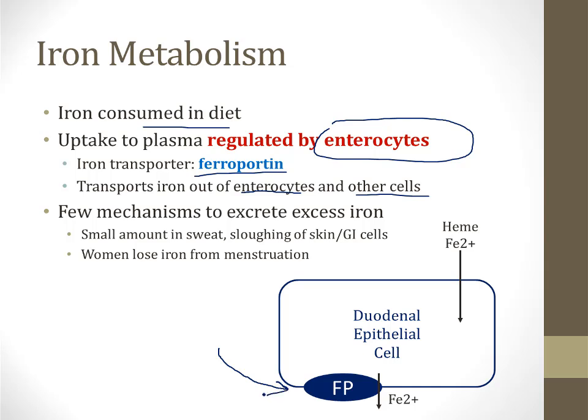Once the iron gets into our body, we really don't have a major mechanism to excrete it in large quantities. A small amount is lost in sweat and the sloughing of skin and GI cells. Women lose some iron when they menstruate, but other than these 2 minor mechanisms, basically whatever iron gets into our body will remain in our body, and this is why patients who require lots of blood transfusions can become iron overloaded, because they have no way to get rid of all that iron coming into their body in the transfusions.